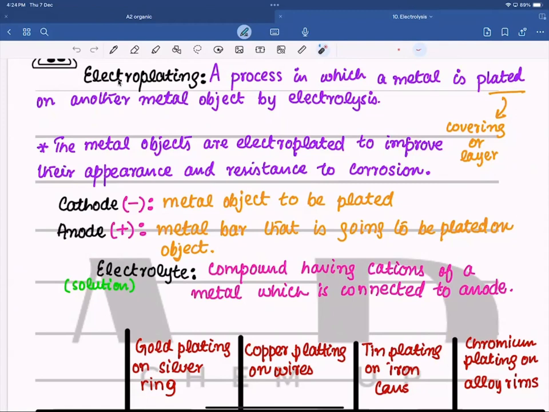Sir, will the electrolyte be aqueous? Yeah, usually we take aqueous. And can we also take molten? Yeah, but for molten, very high energy is needed because we have to keep it molten. We have to continuously heat it, right?